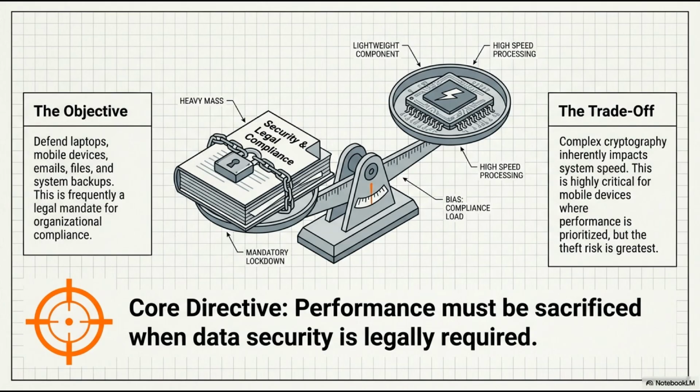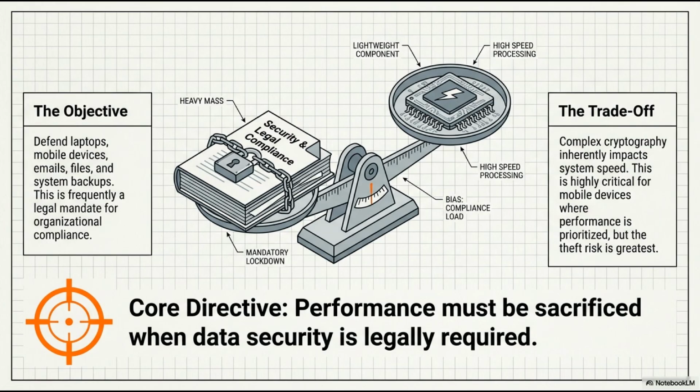But then there's the trade-off on the other side of the scale. The slide says complex cryptography inherently slows down system speed. It does. It always does. Because the CPU has to do all that math in reverse every time you open a file, right? Precisely. It consumes CPU cycles, it eats up RAM, and this is key, it consumes power. Which brings up a great question. Why are mobile devices highlighted so specifically here on the slide?